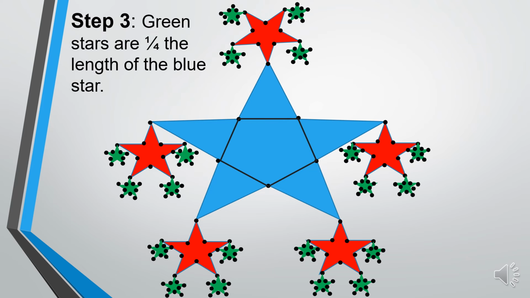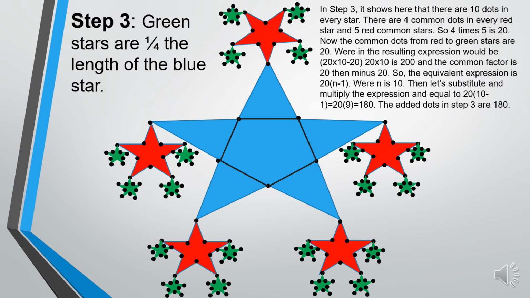Step 3. Green stars are 1/4 the length of the blue star. In step 3, it shows here that there are 10 dots in every star. So this is the sample of 10 dots in every star. So 1, 2, 3, 4, and so forth. There are 4 common dots in every red star. So this is the sample of 4 dots in red star. So 1, 2, 3, 4.